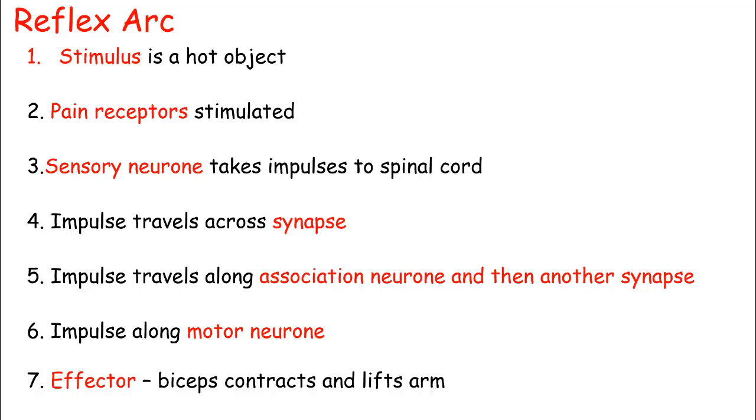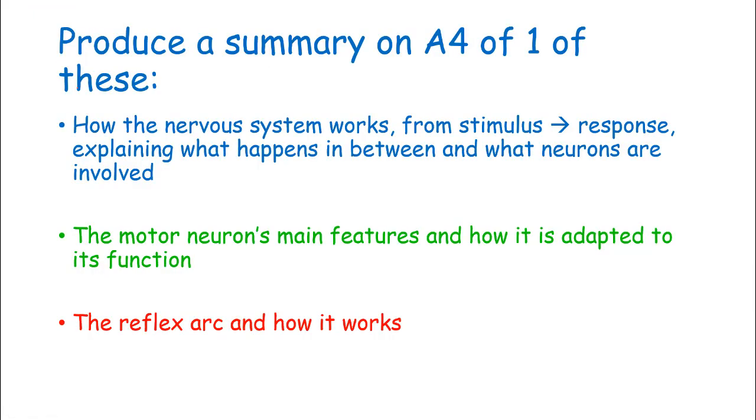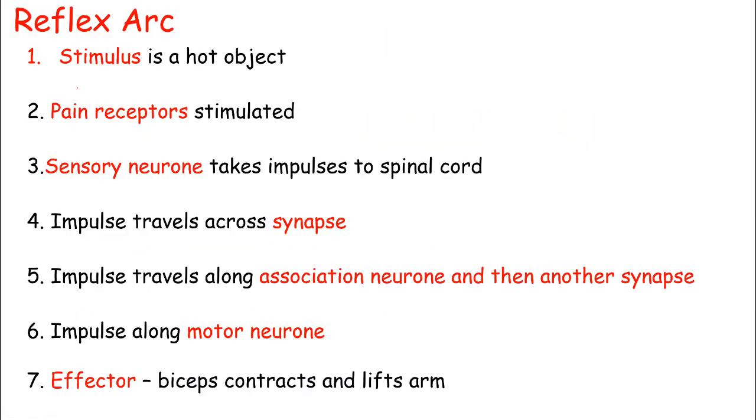And this is a summary of it. So the stimulus is a hot object. The pain receptors are stimulated. They send an impulse along the sensory neuron to the spinal cord. Now it's the spinal cord usually in the reflex arc because it has to be fast. The impulse travels across the synapse. The impulse travels along the association neuron and then to another synapse. The impulse then travels along the motor neuron and then it goes to the effector. The biceps contract, it lifts your arm, and that is the response.